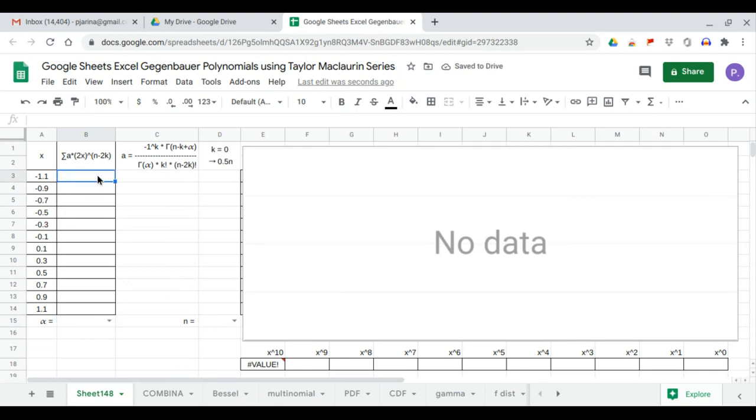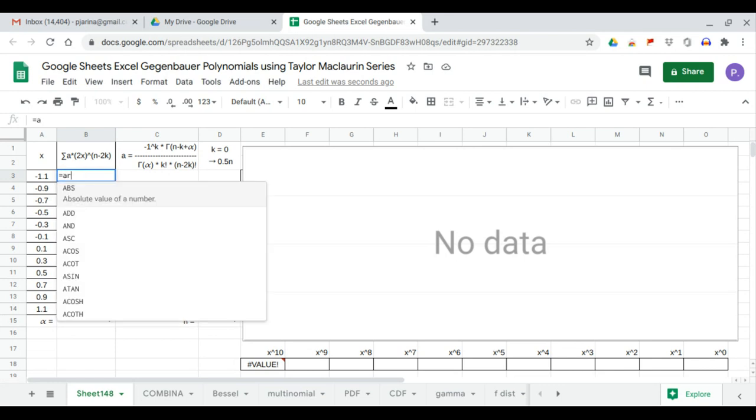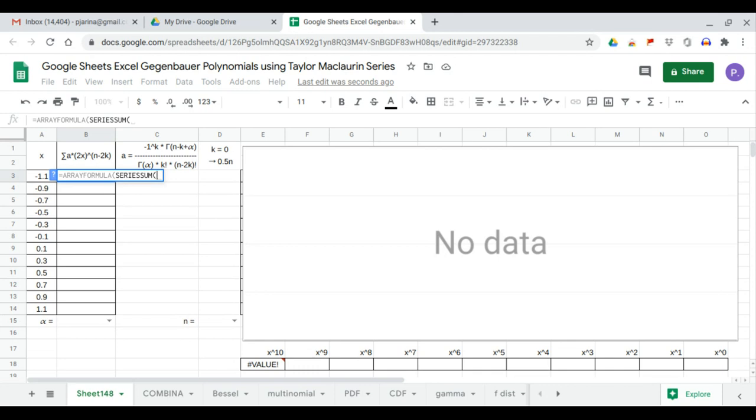Next, we generate the Taylor-Maclaurin series sum expansion of the Gegenbauer polynomial. So array formula, series sum, 2x, 2 times x, raised to the power n minus 2k. So that's n, starting from n, and increment of 2, 4, 6, so increment of minus 2. And the coefficient will be this range.